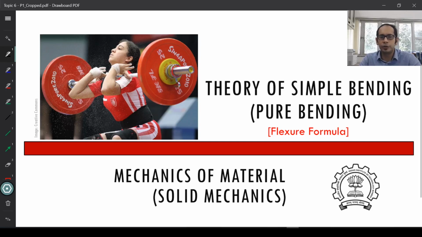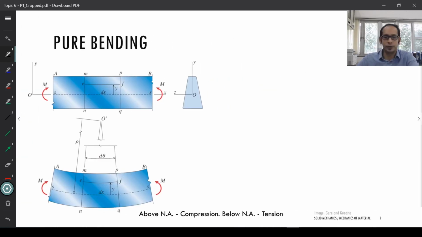Now we are going to derive what is known as the Flexure formula. Previously, if you remember, we derived the formula for axial loading and the torsion formula. Now we are going to specifically look at the case of bending. Where we had left off was this beam which we were looking at under pure bending.